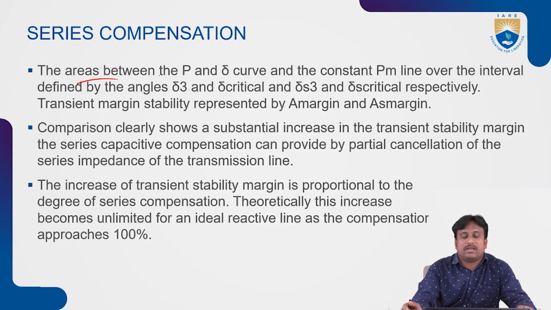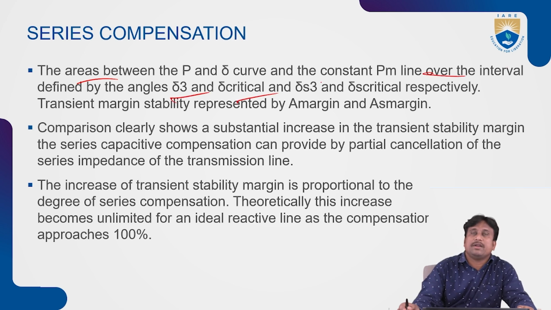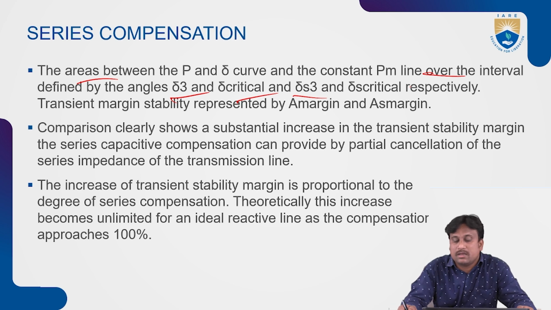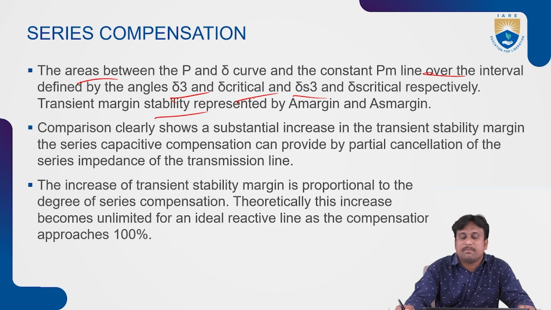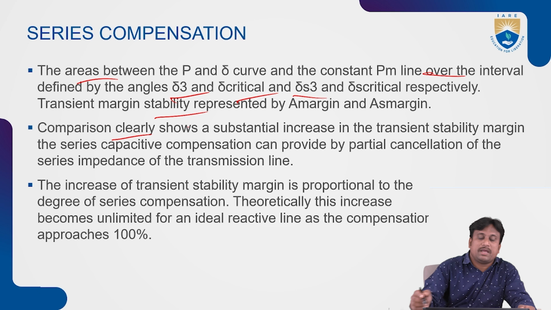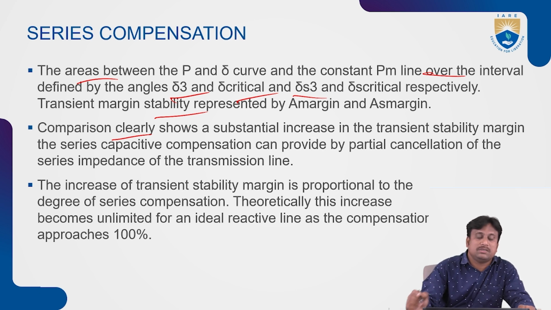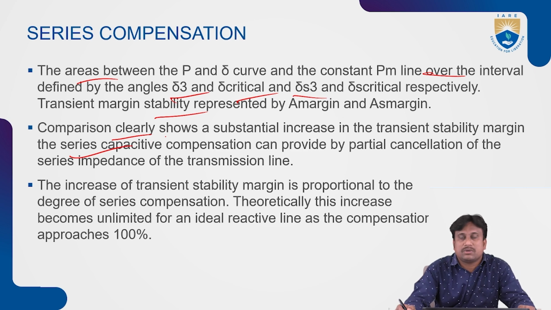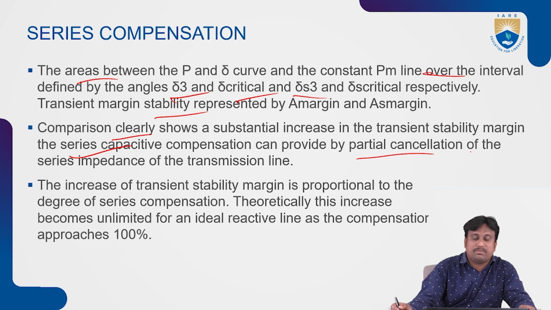So the areas which exist between the P and delta curve and the constant PM line over the interval are defined by the angles delta 3 and delta critical, and delta S3 and delta critical respectively. So transient stability margin is also represented by margins like AM and AS. So the comparison clearly shows a substantial increase in the transient stability margin, which increases with the series capacitive compensation of the line. That should be provided by partial cancellation of the series impedance, which is considered with the transmission line coefficient.